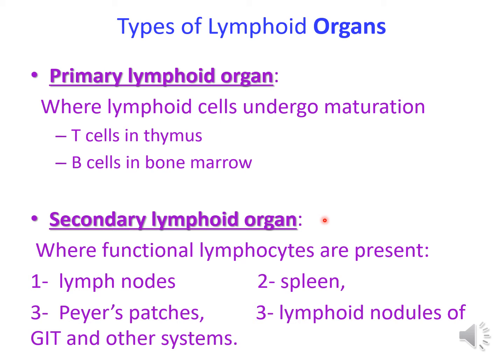their function is taken up by secondary lymphoid organs, which are lymph nodes, spleen, Peyer's patches, lymphoid nodules of the GIT, and other systems. So these all systems, respiratory, reproductive, gastrointestinal tract and urinary tract, contain the functional lymphocytes in them, and they are known as secondary lymphoid organs. So earlier, the primary lymphoid organs are functional at the time of birth and afterwards, and later on in adulthood, the function of these primary lymphoid organs is taken up by secondary lymphoid organs.